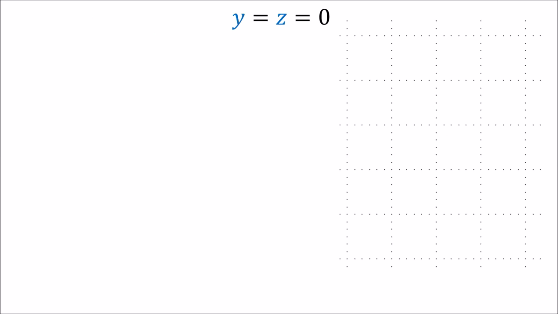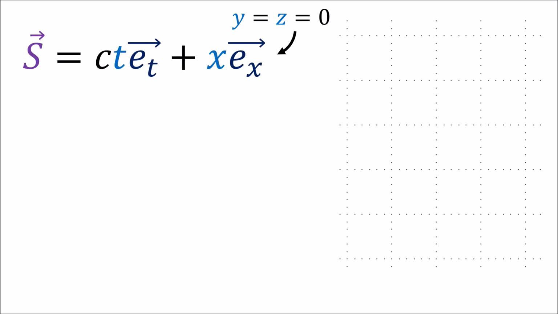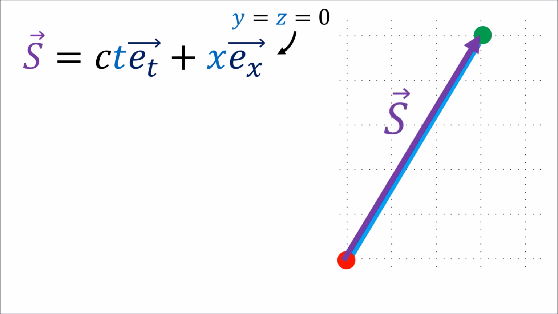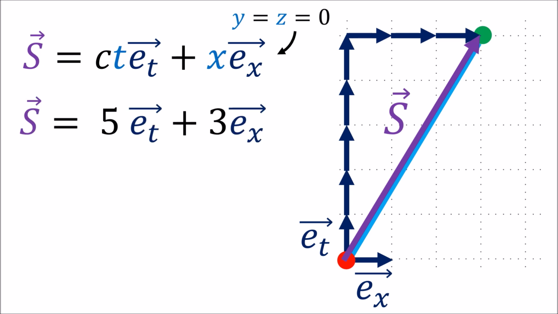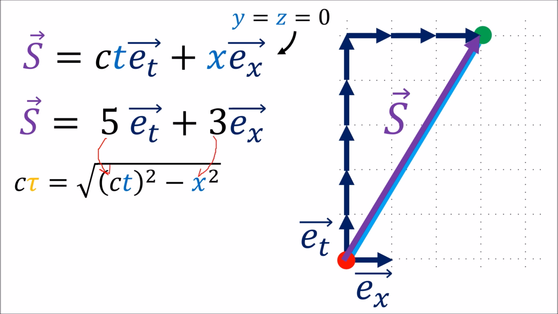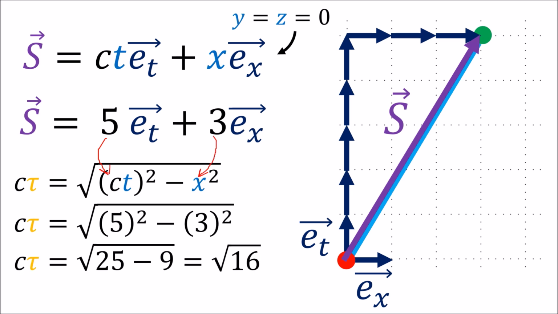So if we assume the y and z coordinates are 0, the four-position vector only has time and x components. If we want to know how much proper time goes by on this world line between these two event points, we just get the components of the four-position vector using our spacetime basis. To build this four-position vector, we need 5 time basis vectors and 3 x basis vectors.